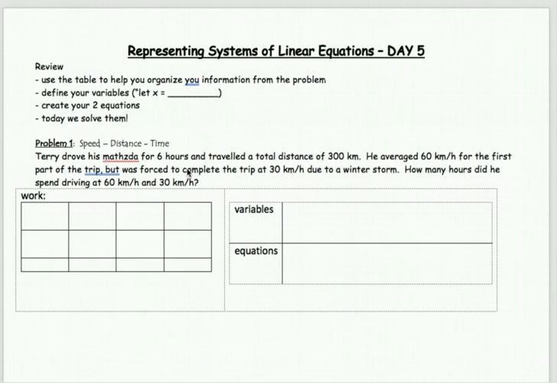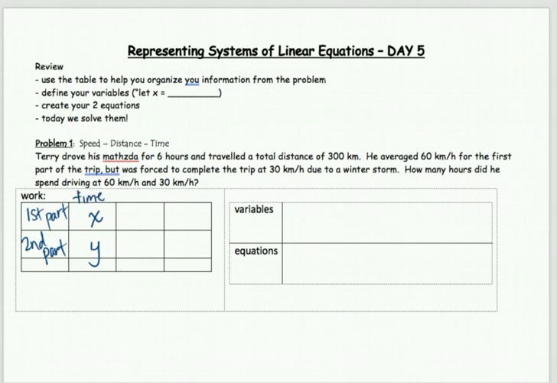Okay. So you know that they want you to find the time, and there's a couple different situations here. You can call it the first part of his trip. Some of you might want to call it the 60 kilometers an hour part of the trip. Whatever works, okay? So you have the first part and the second part. That's what I'm going to write. I'm going to call them X and Y. And what is it that I have to find? I have to find the time, the hours that he spent driving in these different parts of his trip. So this will be the time.